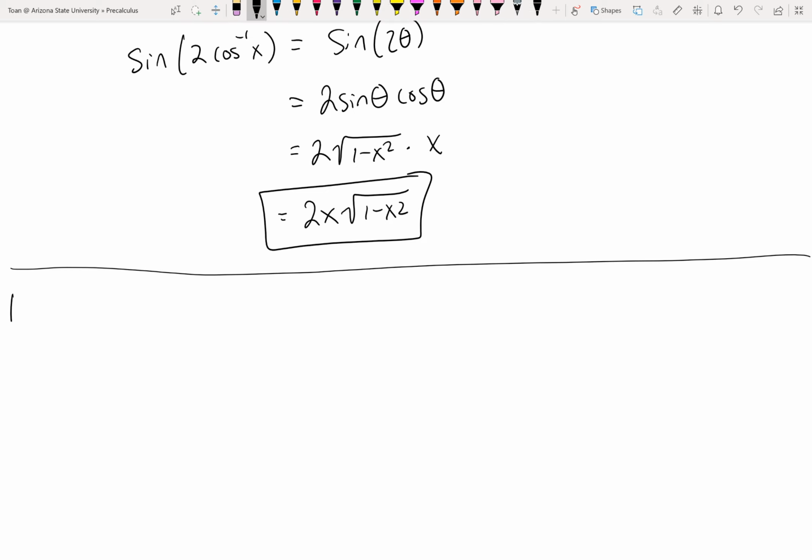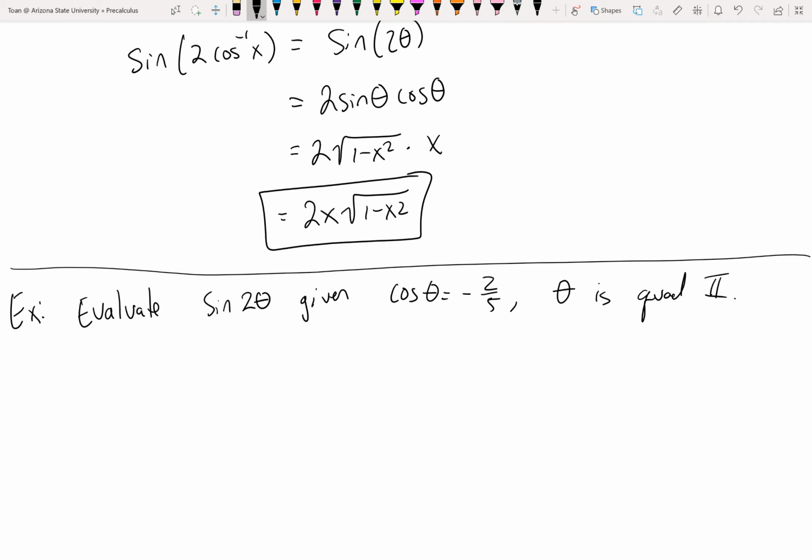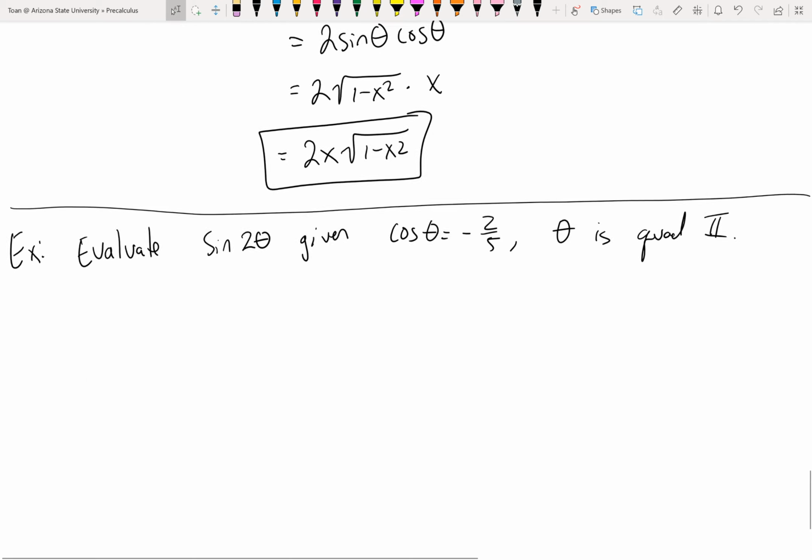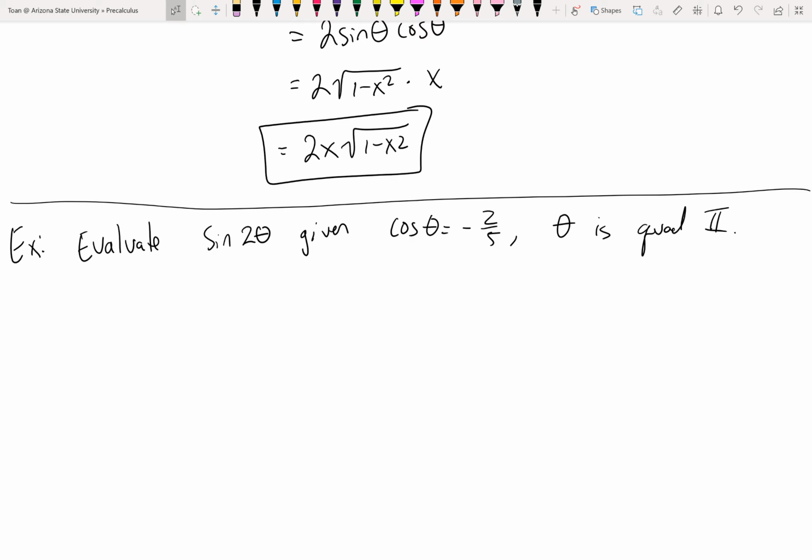So problems like this, evaluate sine of 2 theta given that the cosine of theta is negative 2/5 and theta is in quadrant 2, should not be a challenge for us. It literally is what we've been working on forever. Hey, they give us a trig ratio. You can draw a triangle. I ignore the negatives. Cosine is adjacent over hypotenuse. Pythagoras' theorem says the remaining side is the square root of 21.